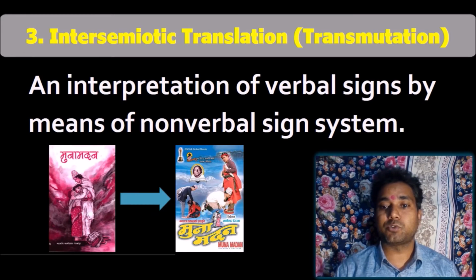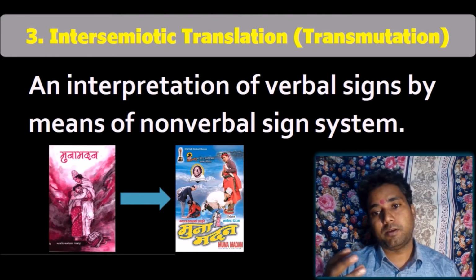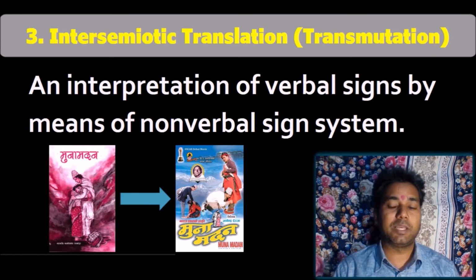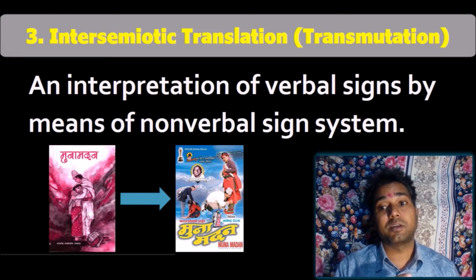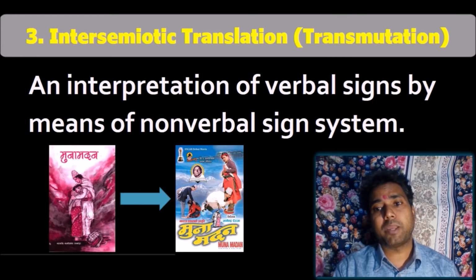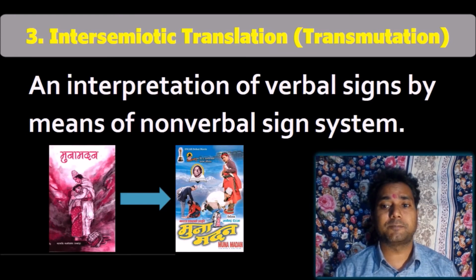Intersemiotic translation is also called transmutation, as the medium is completely changed. Instead of focusing on the words, the stress is given on the overall message that needs to be conveyed. Thus, the translator, instead of paying attention to the verbal signs, concentrates more on the information that is to be delivered.